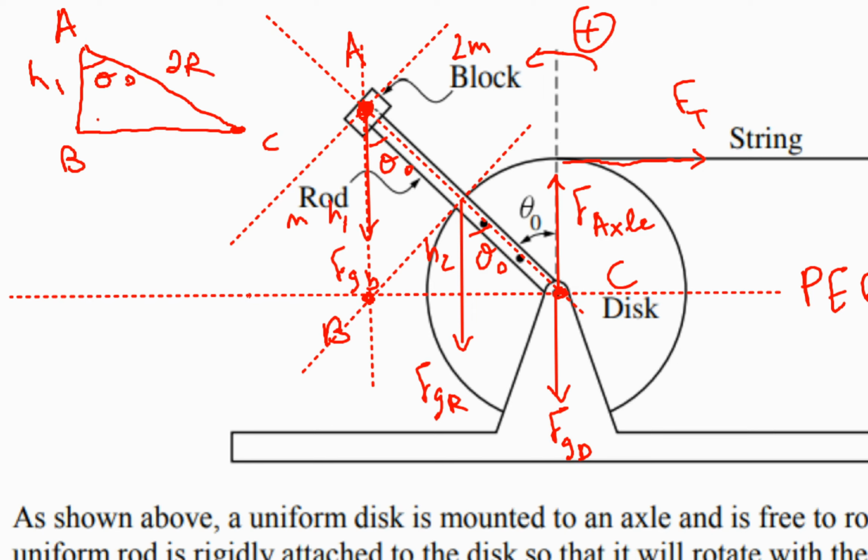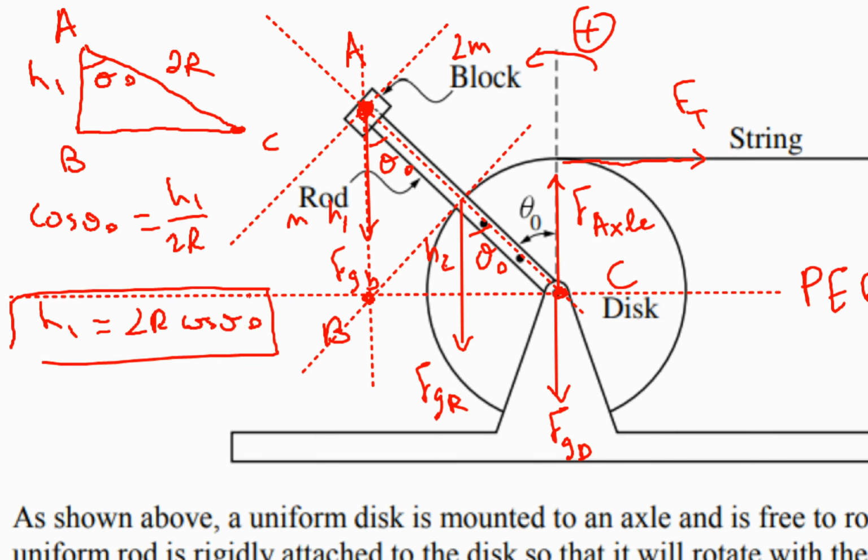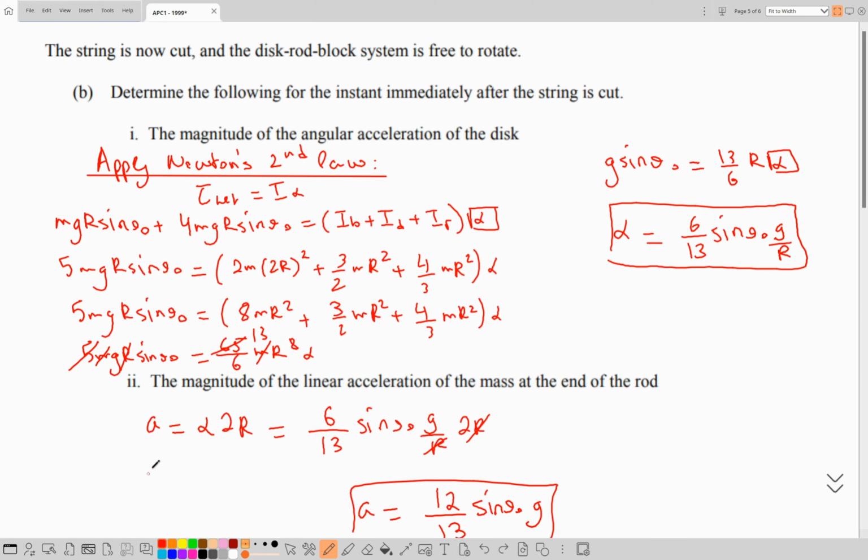Now H1 is related to theta 0 via a cosine, not a sine, because this side is adjacent to the angle. Then cosine theta 0 would be H1 over 2r, then H1 would be 2r multiplied by cosine theta 0. Now similarly for H2, if you consider this triangle here, H2 would be again cosine theta 0 multiplied by the hypotenuse, but the hypotenuse in this case is r, so that would be r cosine theta 0.